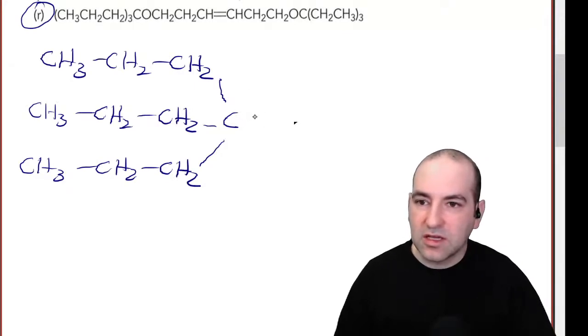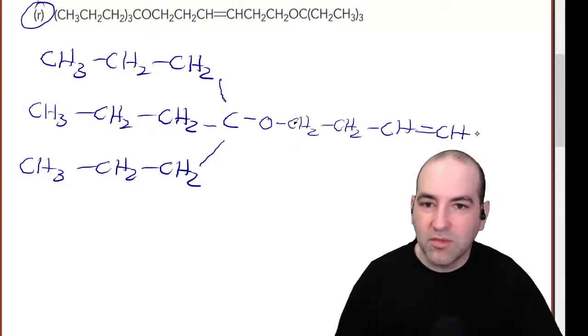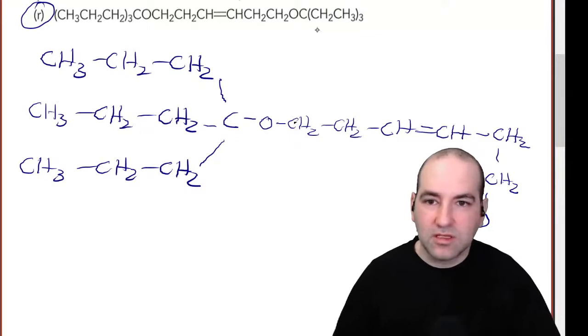So next to that C is an O, then a CH2, CH2, CH, double bonded to another CH. We're going to have to turn the corner here just because we're going to run out of room. Another CH2, another CH2, then an O, then a C, and then that last bit is CH2, CH3.